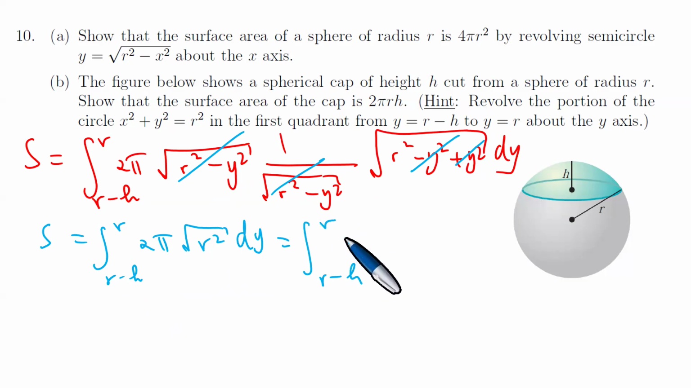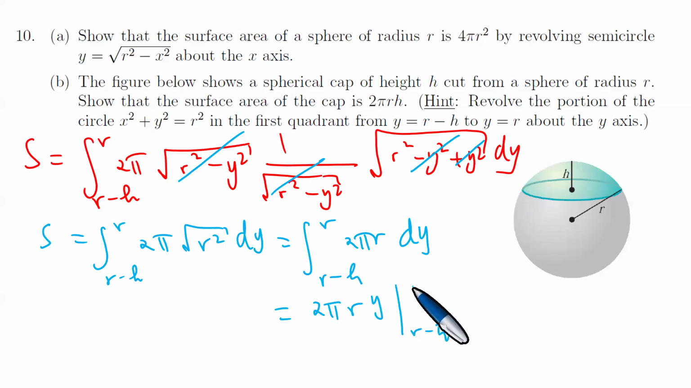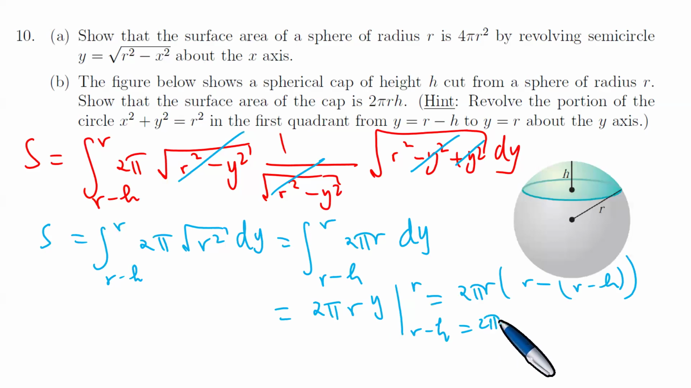From r minus h to r, 2 pi r dy. So this is 2 pi r times the integral of dy, which is just y. Then you're integrating from r minus h to r, which is 2 pi r. Then you substitute r minus h: 2 pi r times r minus r plus h. R minus r cancels, giving us 2 pi r h. There it is, 2 pi r h. Then we have found the answer.